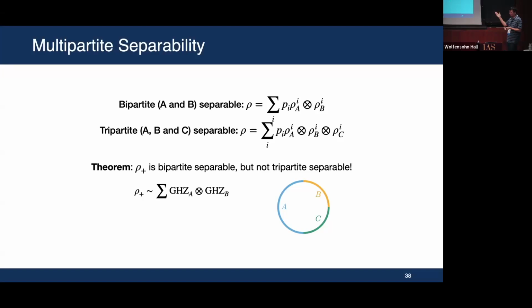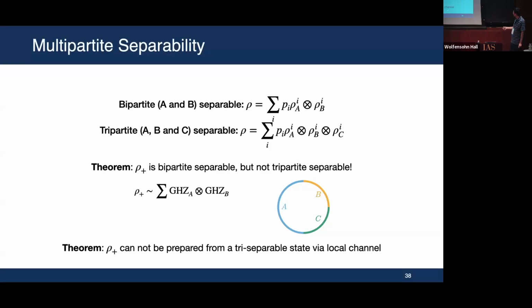If you think about this for pure states, these two things are related. If you have a state that is bipartite separable for any cut, then it's also tripartite separable for pure states. However, for mixed states, we have an example now, which is bipartite separable, but not tripartite separable. That's not possible for pure states. So essentially, this is why the state is intrinsically mixed. It's not connected by a two-way quantum channel to any pure state.